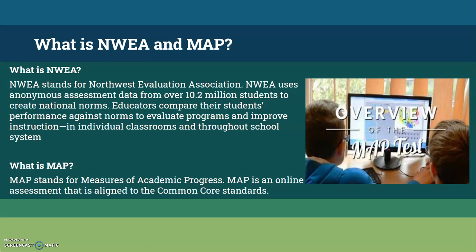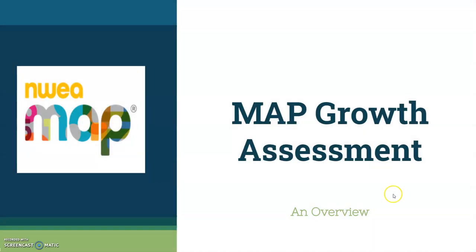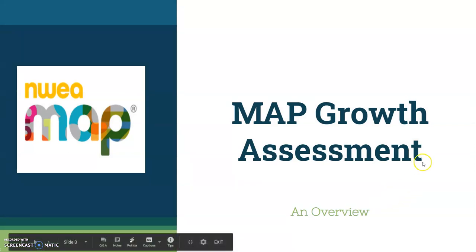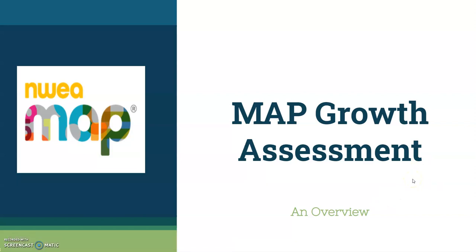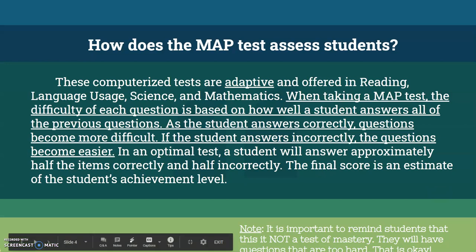And MAP stands for the Measures of Academic Progress. MAP is an online assessment that is aligned to Common Core standards. There are many different assessments that MAP offers, but what our district uses is the MAP Growth Assessment. So I'll talk to you about what that means.